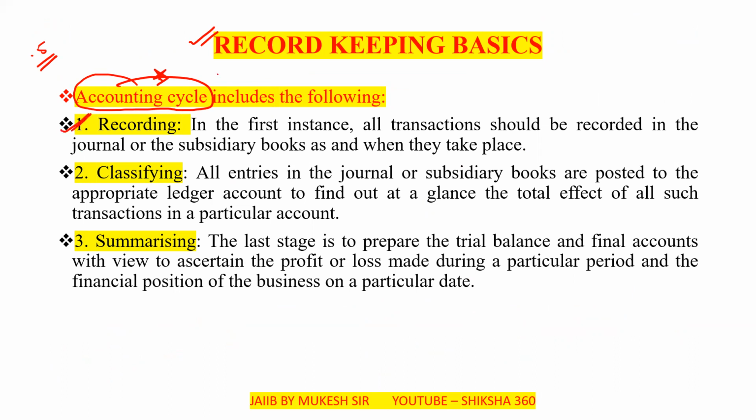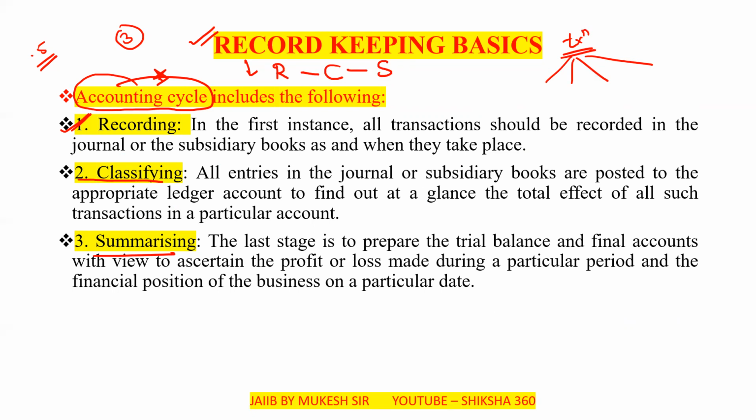First one is the recording, that is, we write all the transactions in a book. Second one is classifying. We have different ledgers or appropriate ledger accounts, and we put the transactions there. Last one is summarizing. So the first question, how many things are included in the accounting cycle? We can say three, in this sequence: first recording, second classifying, third summarizing.